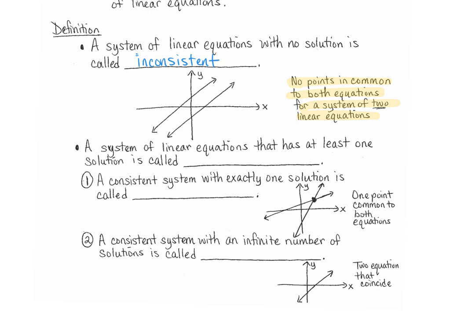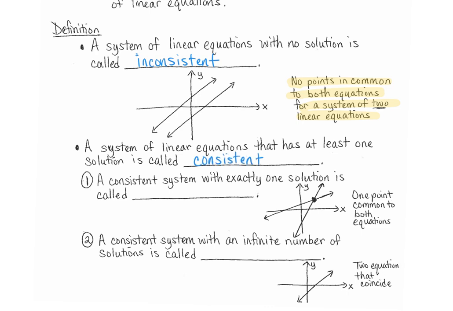So if you have a system of two linear equations and there is no solution, that system is inconsistent. You better believe it. So go figure. If you have a system of linear equations that has at least one solution, what do you think it's going to be called? Consistent. You got it. This is called consistent.